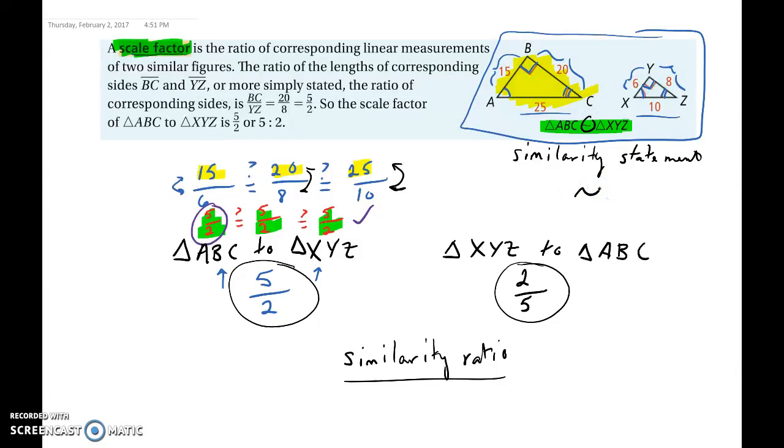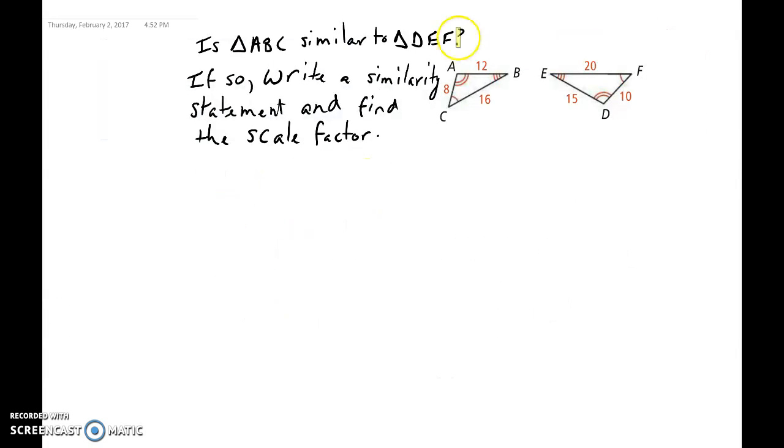All right, now there's this one example that we're going to go through, and then we're done with this video. So this question is: is triangle ABC similar to triangle DEF? So it's telling us how exactly we want to go, what triangle we're starting with, and what triangle we're going to. If they are, then they want us to write a similarity statement and then find the scale factor. And we need to find our scale factor from triangle ABC to triangle DEF.